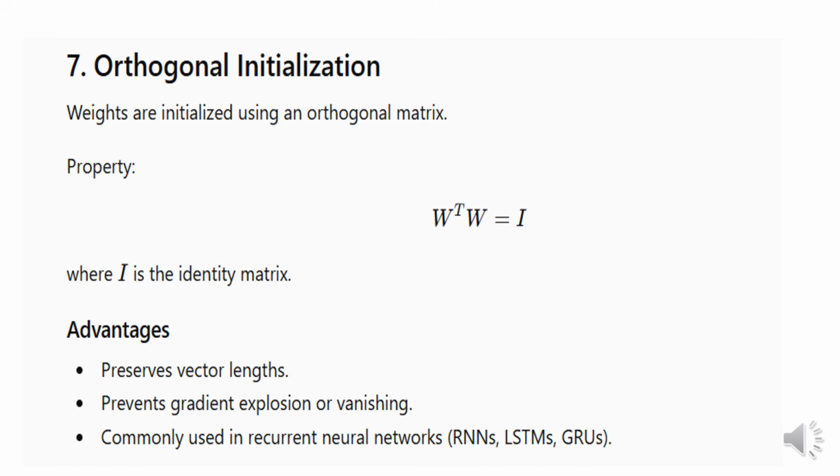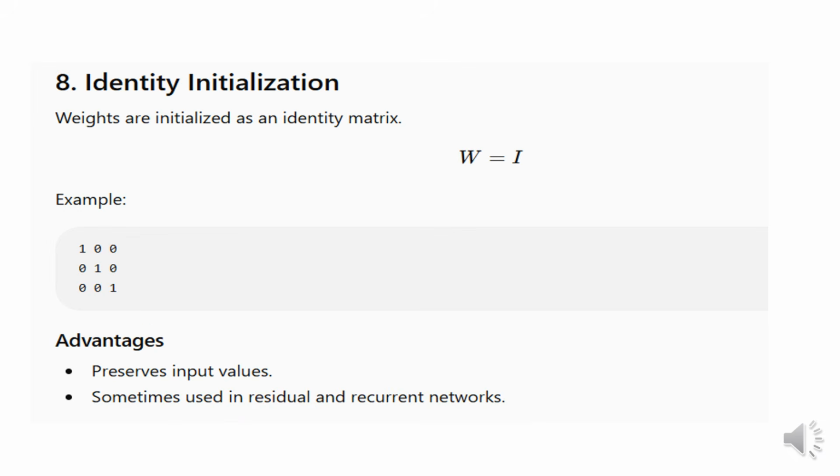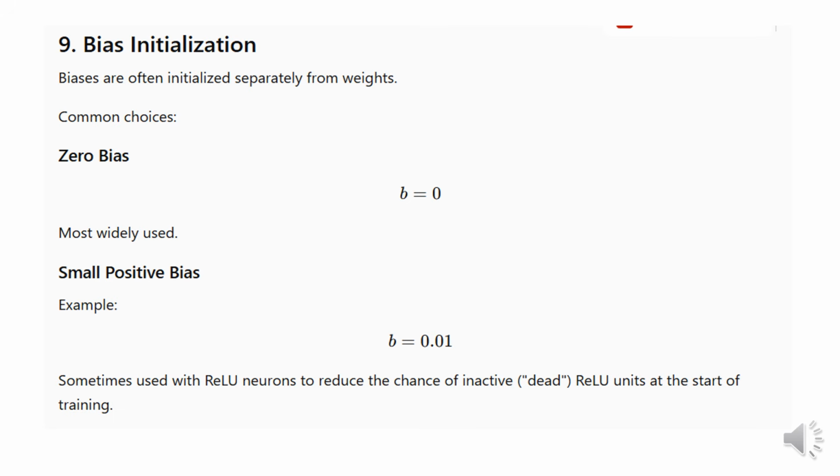Then orthogonal initialization, where the property is that the weight matrix transposed times the weight matrix gives the identity matrix. Advantages: it preserves vector lengths, prevents gradient exploding and vanishing, and is commonly used in recurrent neural networks. The next one is identity initialization, where the weight matrix is set to the identity matrix. Advantages: it preserves input values, and is sometimes used in residual and recurrent networks. The last one is bias initialization. Zero bias means setting the bias equal to 0. Small positive bias means we set some small positive value to the bias.